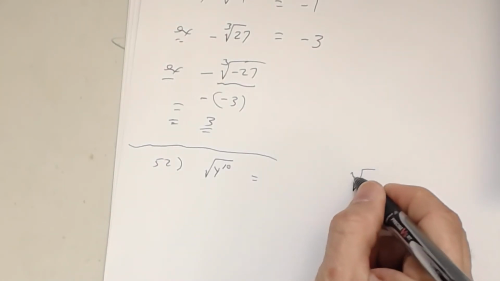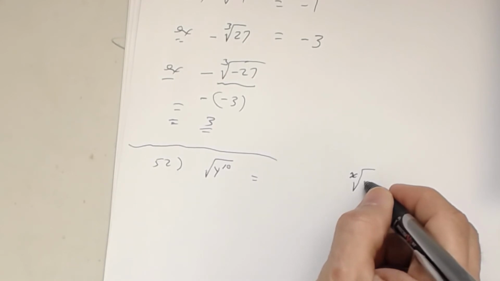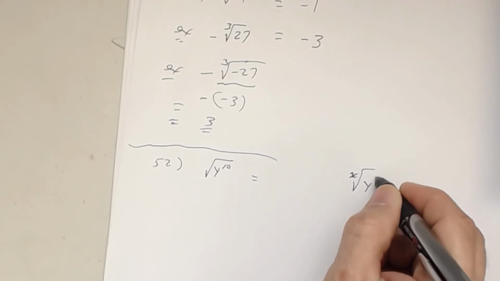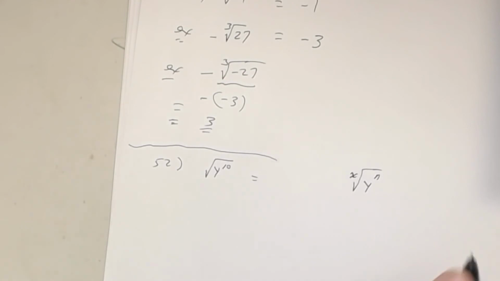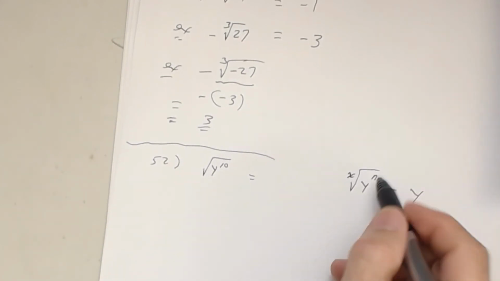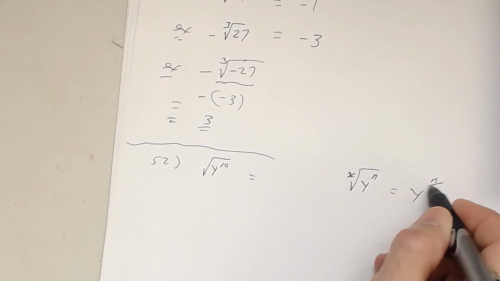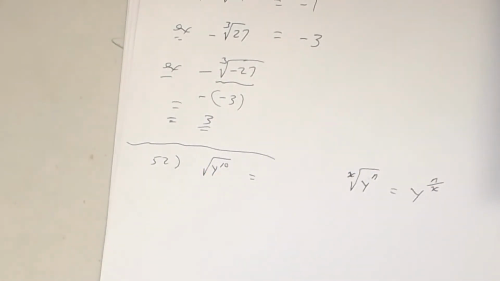The x root of y to the n power, let's say, the x root of y to the n, I can write the exponent as a rational number. I can write this as y, the numerator, divided by the index. So it's n divided by what? X. We learned that last semester.